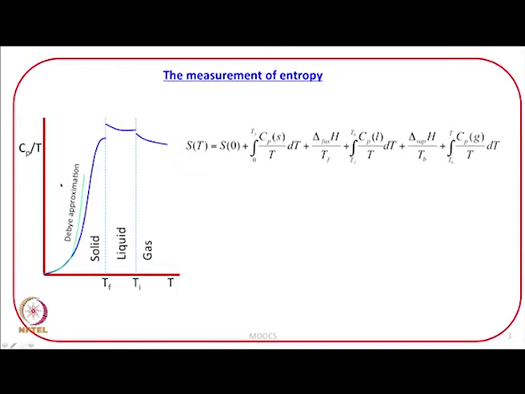Now, the question is, this needs experimental determination of heat capacity up to 0 Kelvin. Is it possible to determine experimentally the value of heat capacity at 0 Kelvin? Experimentally, it is not possible, because even the third law says that you cannot achieve 0 Kelvin. We will discuss third law later on. But according to third law, it is not possible to arrive at 0 Kelvin in finite number of steps.